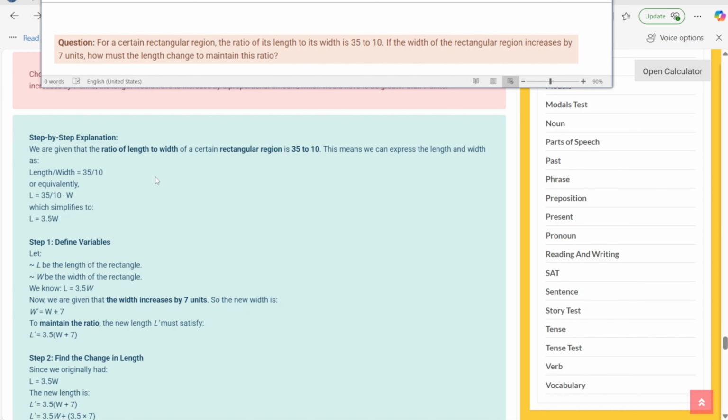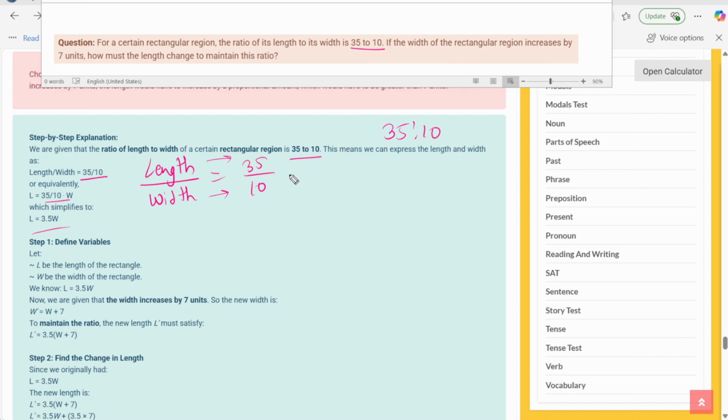So we have the solution. We just need to add a few things there. Now this is our question, right? For a certain rectangular region, the ratio of length to width is given. We have written it like that because that is how we write a ratio: 35 to 10. So this is our length, and this is our width.